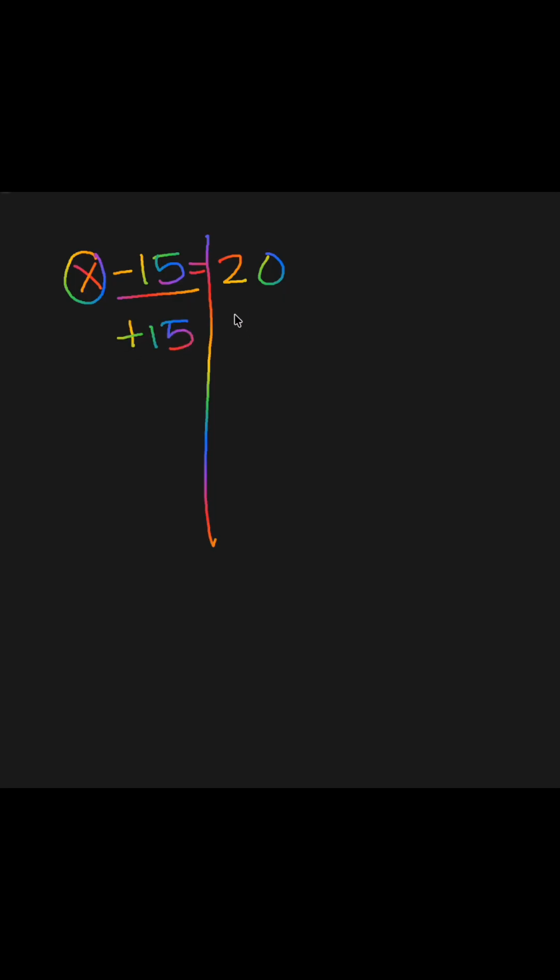Let's keep going. Let's do x minus 15 equals 20. Draw my line to divide it into two parts, and I want to isolate this variable, so I have a subtract 15. The inverse of subtracting is plus, so I'm going to add 15 to both sides. Negative 15 plus 15 is 0, which leaves an x on that side, and 20 plus 15 is 35.